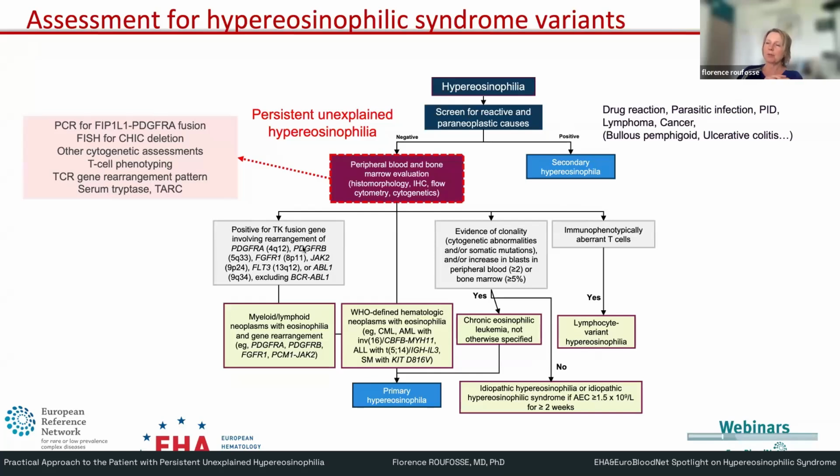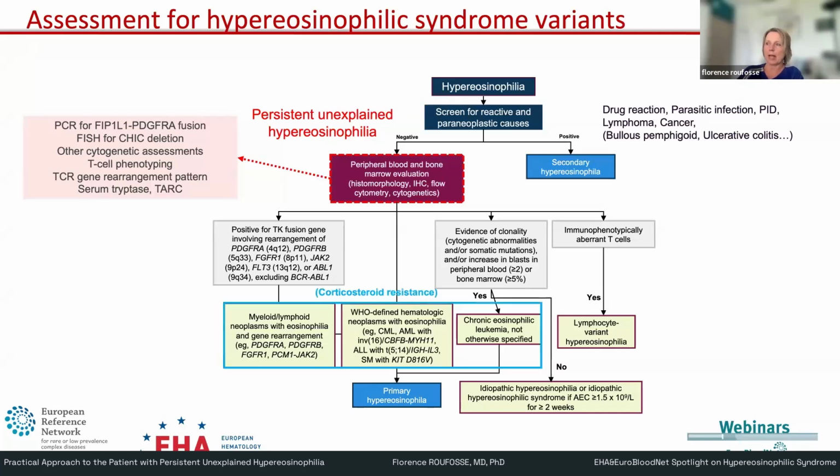These exams can be done for the most part actually on peripheral blood. For example, if you're looking for the FIP1-like 1 PDGF receptor alpha fusion gene, you're going to be able to demonstrate this on peripheral blood. You don't necessarily have to do a bone marrow to be able to pick up this fusion gene. So anyways, whether it be on blood or bone marrow, you're going to be evaluating the patient for these different clonal abnormalities.